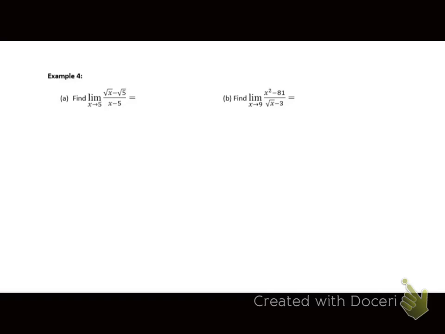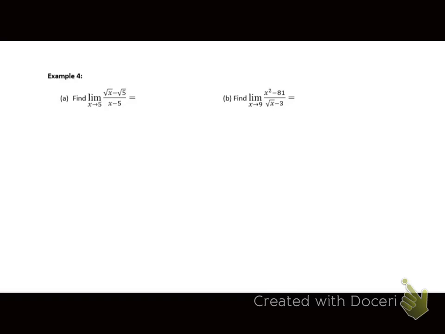The answer is no. If I plug in 5, I get 5 minus 5 on the bottom, and the square root of 5 minus the square root of 5 on top, which is 0 over 0, which is indeterminate. Still a bad thing. So we're going to have to manipulate this somehow.